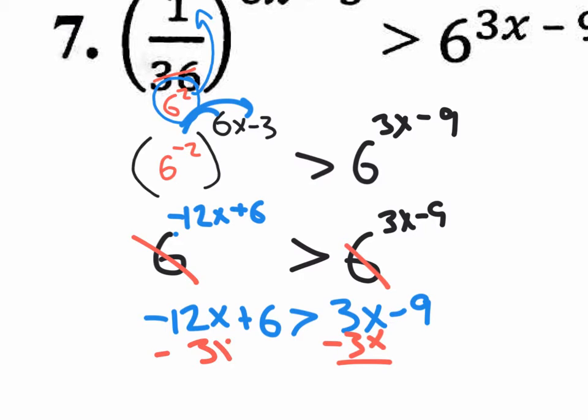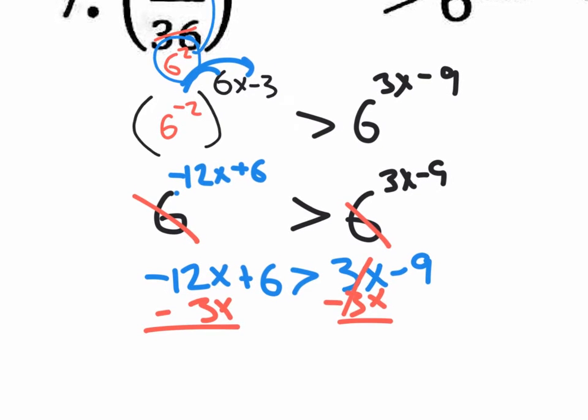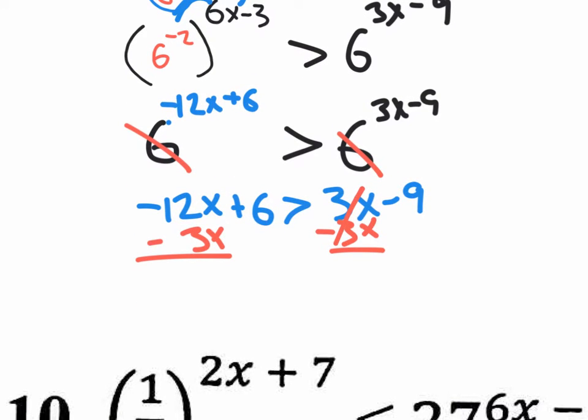Subtract 3x on the right. Cancel out the 3x's. On the left, you're going to end up with negative 15x. And I might as well do 2 steps in one. Subtract 6 over here. Subtract 6 over here. I want to end up with greater than negative 15. So my final step would be to what?